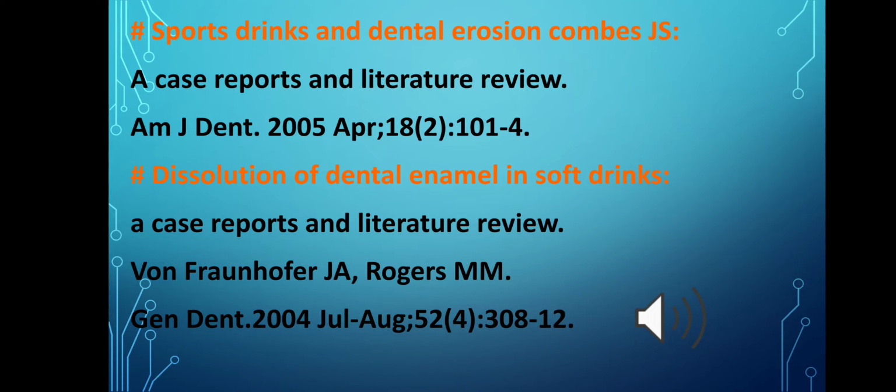This causes heart tension, hypertension, and increases the blood pressure in our body. And also we know that the pH of 7-Up is 3.79. Then it is acidic, and then causes dental erosion. The review was studied by J. Anthony von Fraunhofer et al., General Dentistry, 2004, July to August.